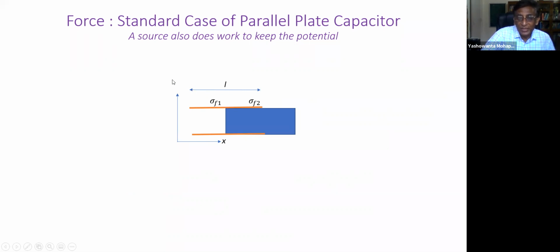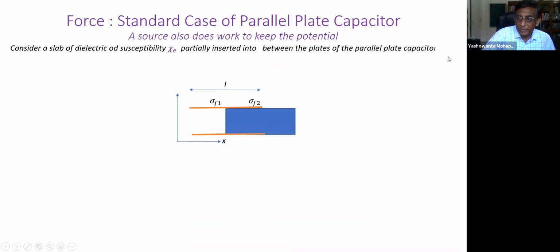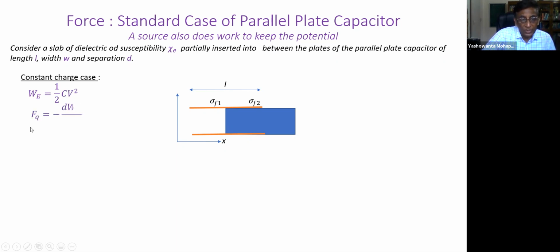All right, consider a slab of dielectric of susceptibility chi e, partially inserted between the plates of the parallel plate capacitor. The length is L, width is W, not shown here, and separation is D. So let's take the constant charge case. In the constant charge case, of course, WE is equal to half Q squared over C, which we know. And we can find the force F_Q = minus dW by dx, where x is changing. That gives half Q squared over C squared times dC by dx, which is nothing but half V squared dC by dx. This is simple, so the force is this.